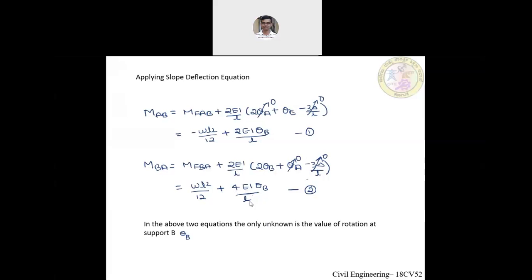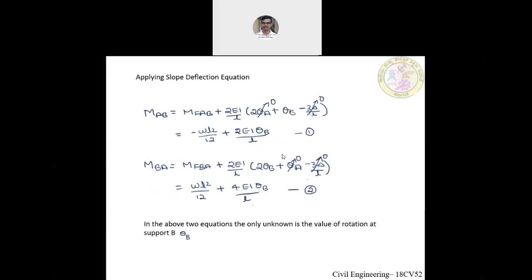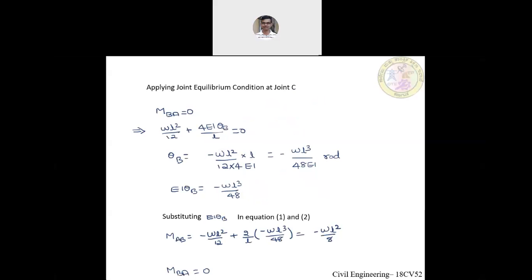So now we have two equations, one is MAB and the other MBA. These are the joint moments. MAB is acting at joint A and MBA is acting at joint B. We have these two moments which need to be calculated, but we have one unknown in these two equations, theta B. Theta B needs to be calculated by solving these two simultaneous equations. Now what we'll do is apply a joint equilibrium condition.